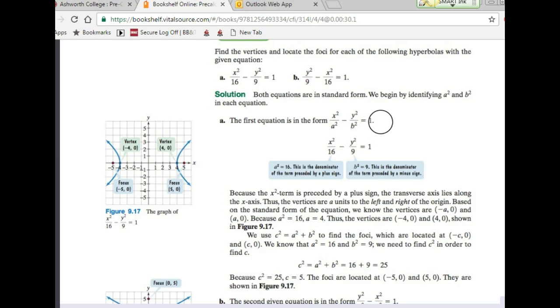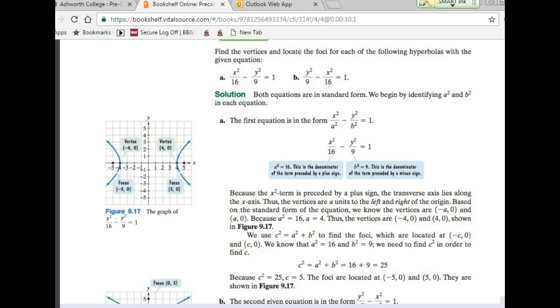Okay. So again, if we have the equation of the form x squared over a squared minus y squared over b squared equals 1, and we look at the one that we've been given, that means that a squared is 16, and if a squared is 16, then a is really just 4. And if b squared is 9, that means that b is simply just 3.